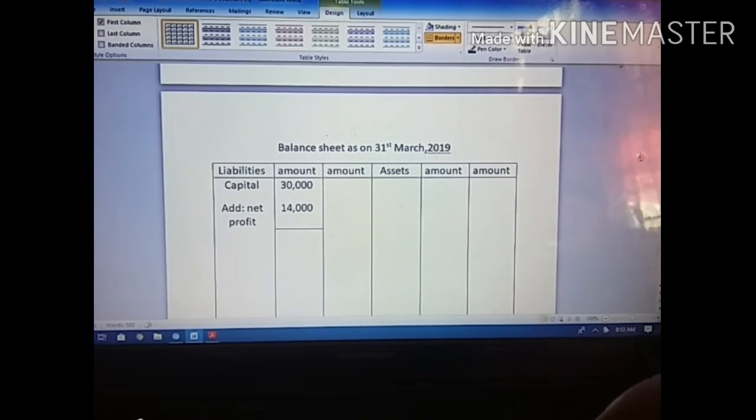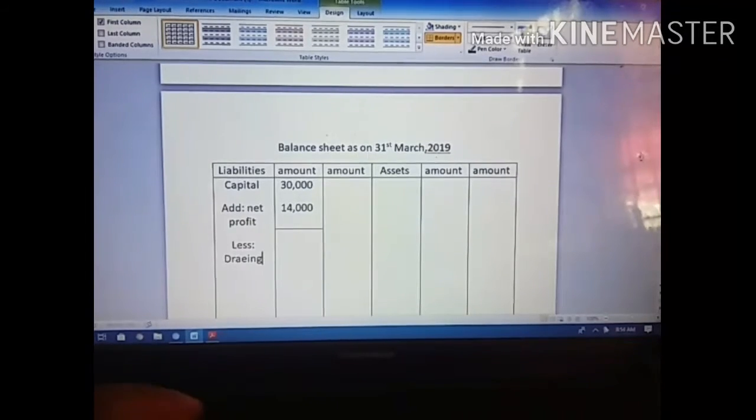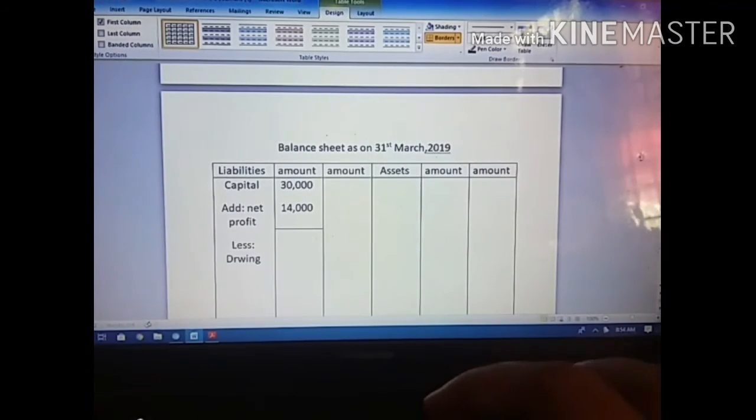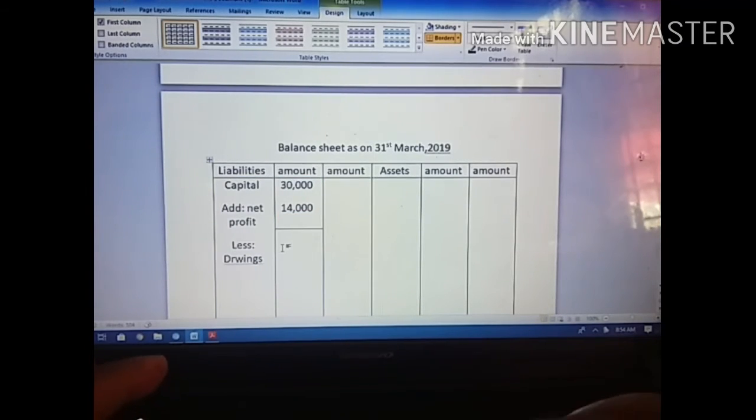Then we have a drawing. So drawings are also available in this problem. So I have to write a drawing of 2,000. 2,000 is a drawing. So there is no other item for capital.